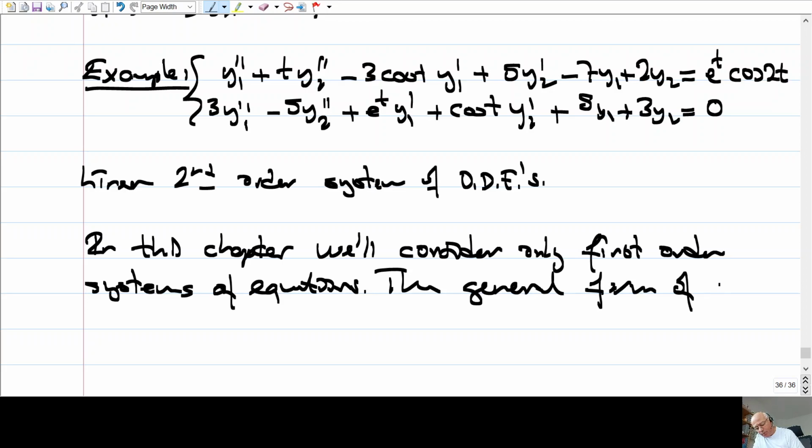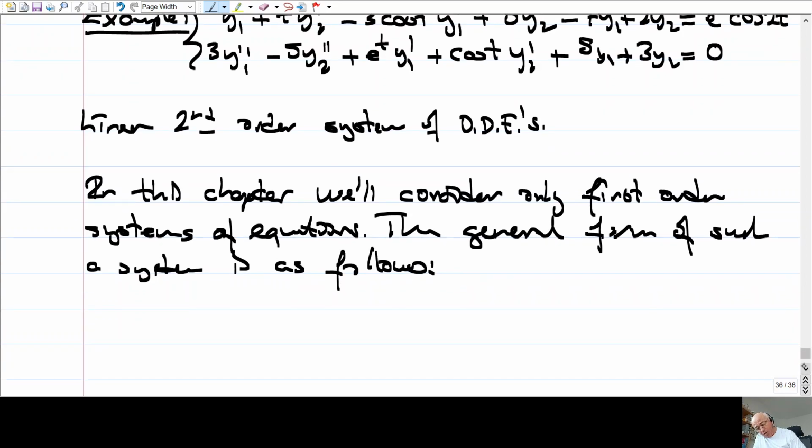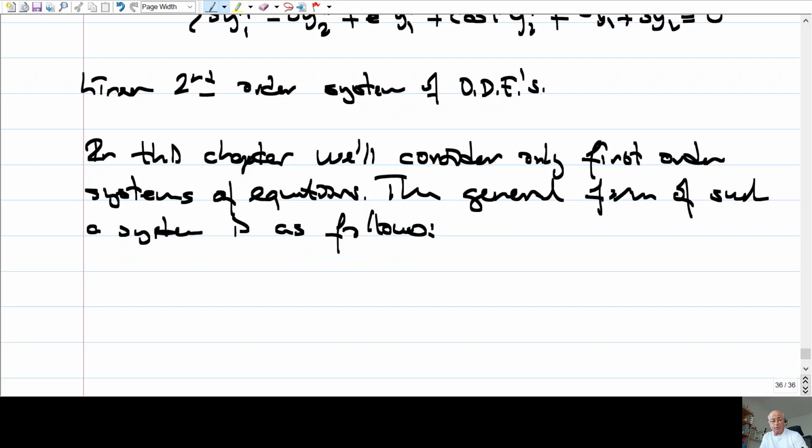The general form of such a system is as follows. So I have only first derivatives. Let's say again the same setup. t is the independent variable, y1 up to yn are the dependent variables. Then we will have something like this.